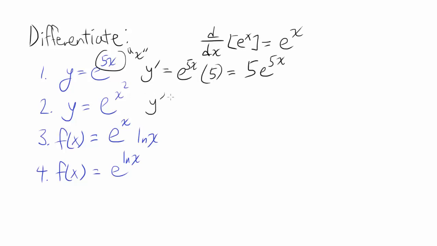And number 2 is going to be done in a very similar fashion. You have e to the x squared, differentiate x squared, gets you 2x, multiplying it out gets you 2x times e to the x squared.